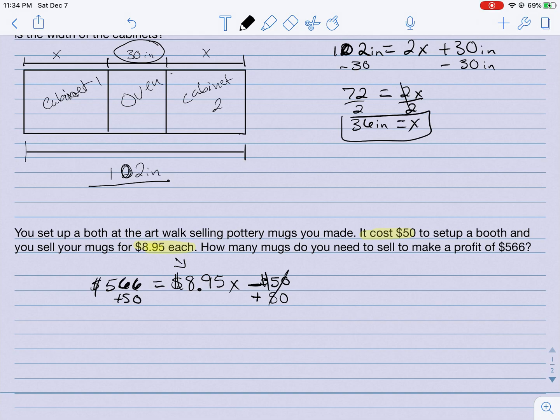Okay, those are going to cancel out that $50, leaving us with, no, that's not right. Oh, that should be 616. So $616 is what we need to make a profit of $566. So you have 8.95x. Now we need to just solve for x. So we have to undo our multiplication by 8.95. So we divide by 8.95.